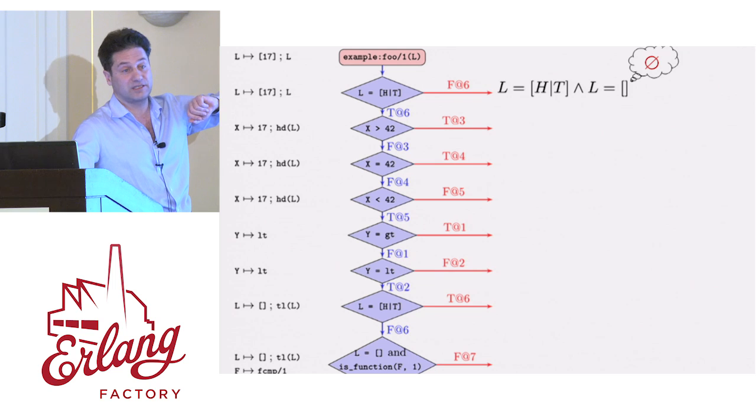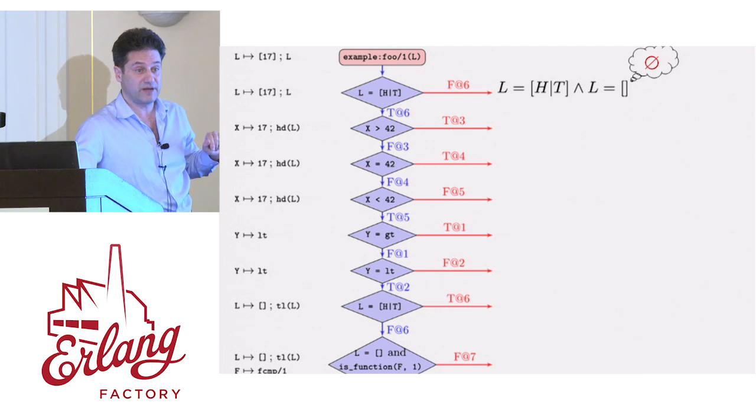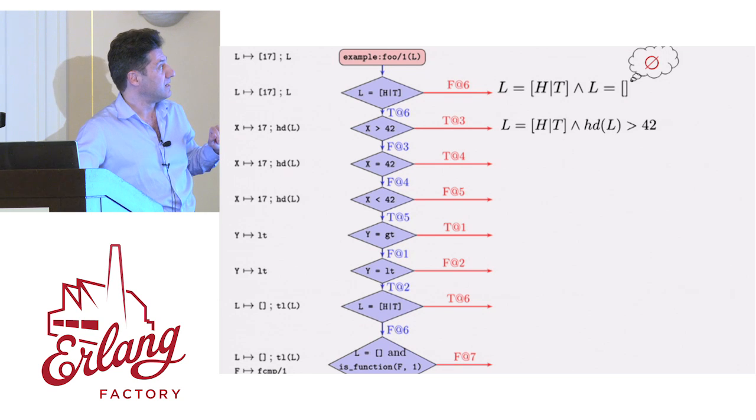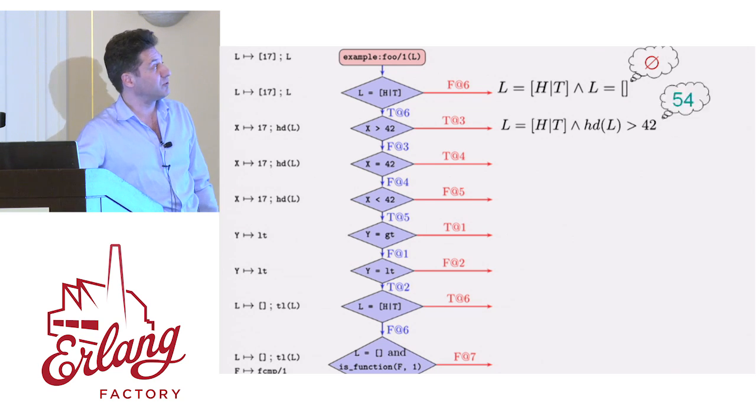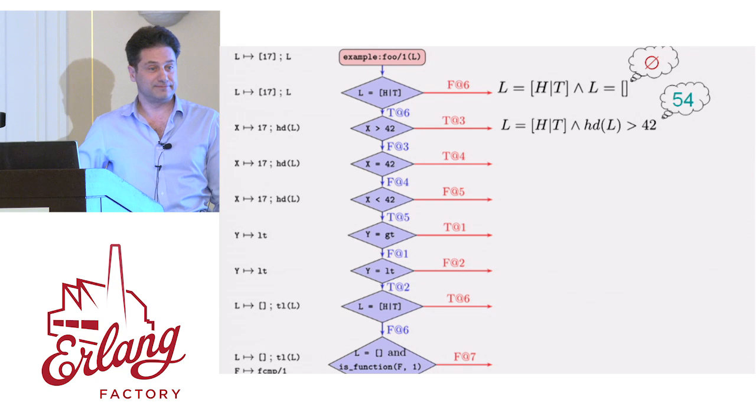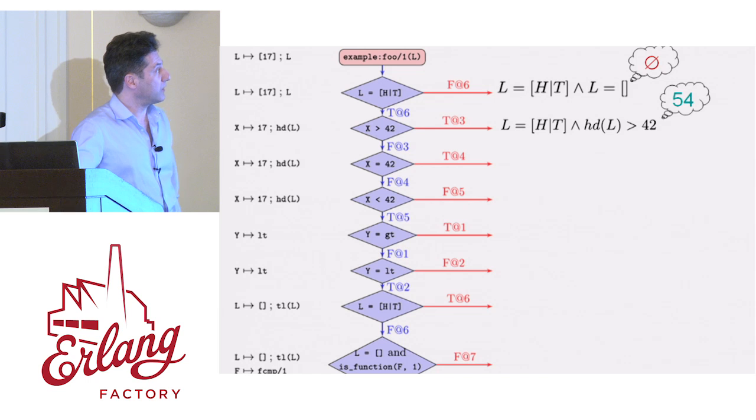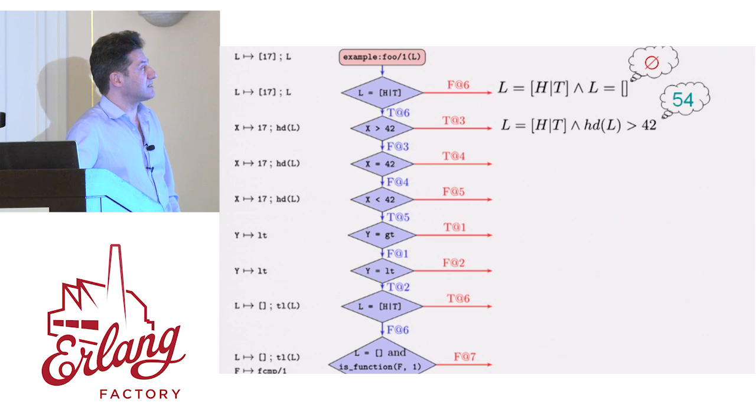These two constraints are unsatisfiable. These are the x's you were seeing previously. Wherever you were seeing a dot, it found another path to follow. Whenever you were seeing an x, it found an unsatisfiable constraint. So the next one is more interesting. It says that we have as a constraint that the list is not empty and the head of the list is greater than 42. So we ask the solver, give us a value that satisfies this constraint, and the solver would say, try with 54. Okay? So we'll get something with 54 there.